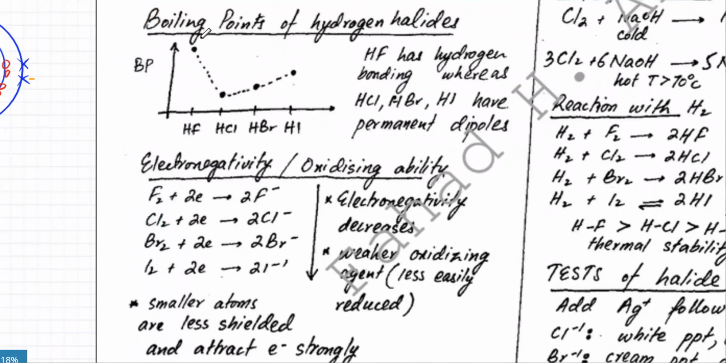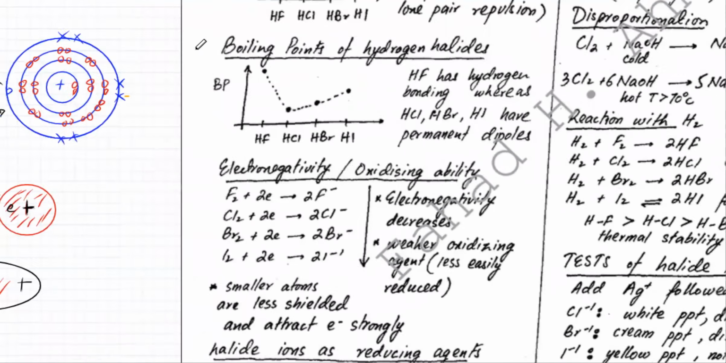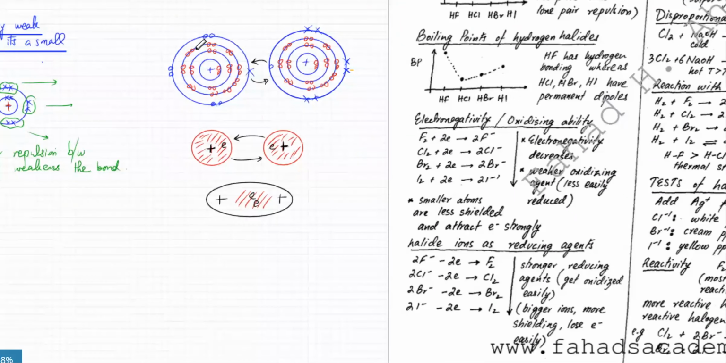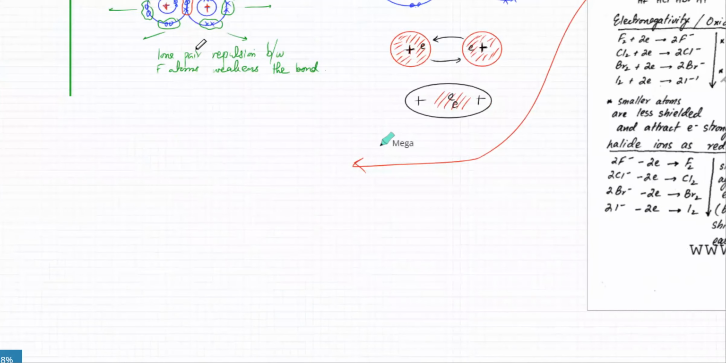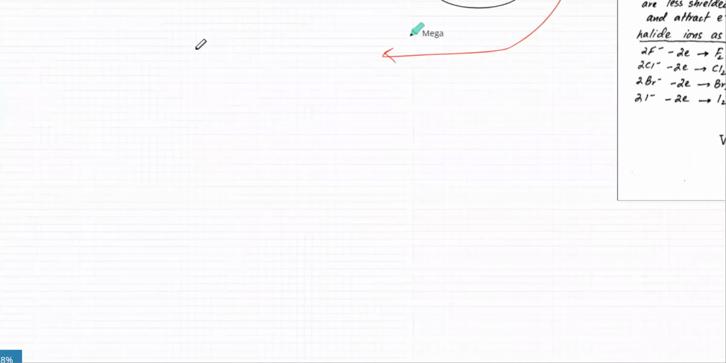So the boiling points of hydrogen halides is that HF has hydrogen bonds, which is why HF, and let me do this over here. Okay, so let's discuss their boiling points. First one, remember, when it comes to HF, it has hydrogen bonds, and you might be asked to draw those hydrogen bonds.